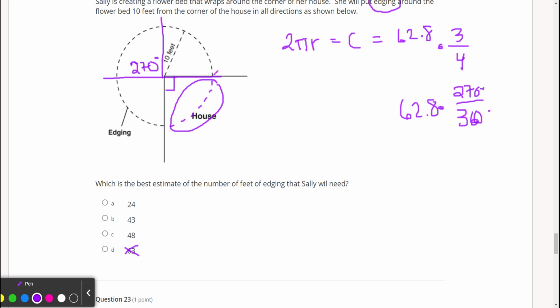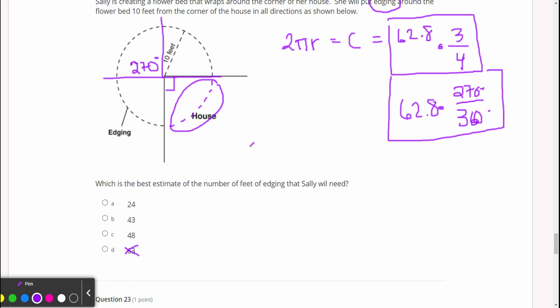So we can do that arc length, right? 270 divided by 360 times 62.8, because 270 divided by 360 is 3/4. It's the same fraction. It's just bigger. Both of these things should come out exactly the same. Sure. 270 divided by 360 times 62.8. Okay, so what's the closest answer to that?